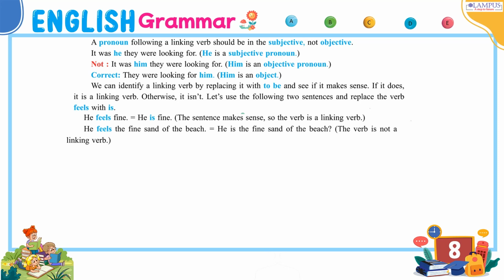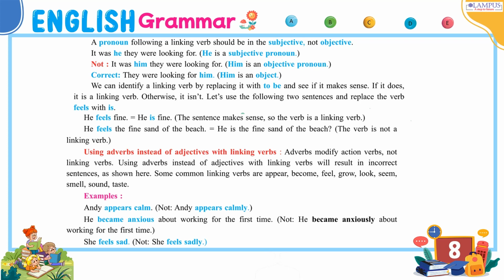Him is an object. We can identify a linking verb by replacing it with to be and see if it makes sense. If it does, it is a linking verb. Otherwise, it isn't. Let's use the following 2 sentences and replace the verb feels with is. He feels fine. He is fine. The sentence makes sense, so the verb is a linking verb. He feels the fine sand of the beach. He is the fine sand of the beach. The verb is not a linking verb.